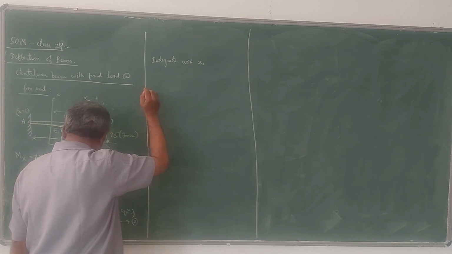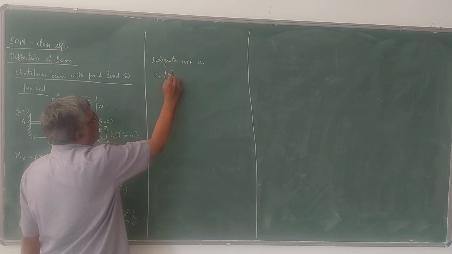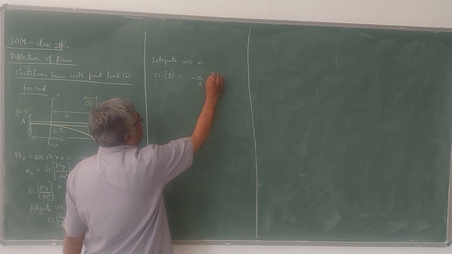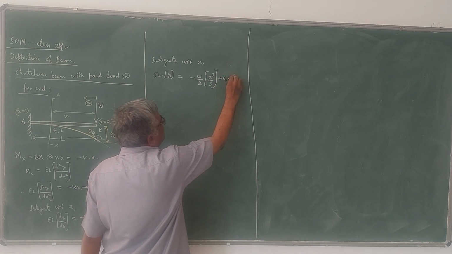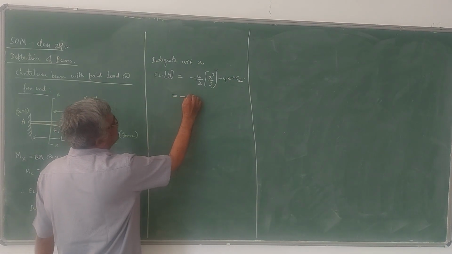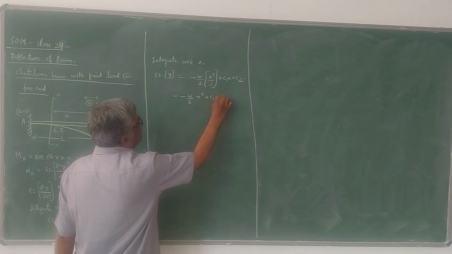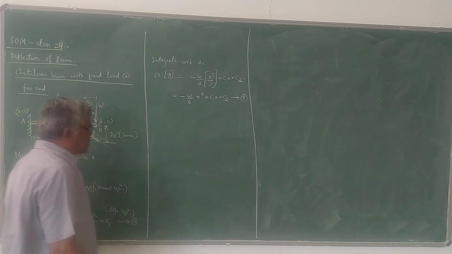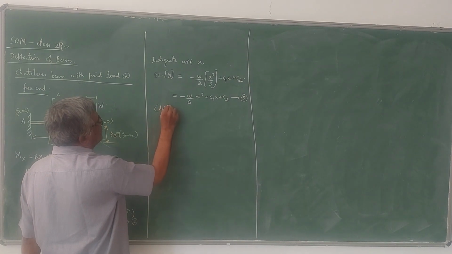So that is the double integration method. Integrating, we get y is equal to minus W by 2 into x cube by 3 plus C1x plus C2. So that means it is minus W by 6 x cube plus C1x plus C2, equation 3. So 1 is the moment equation, 2 is the slope equation, 3 is the deflection equation.